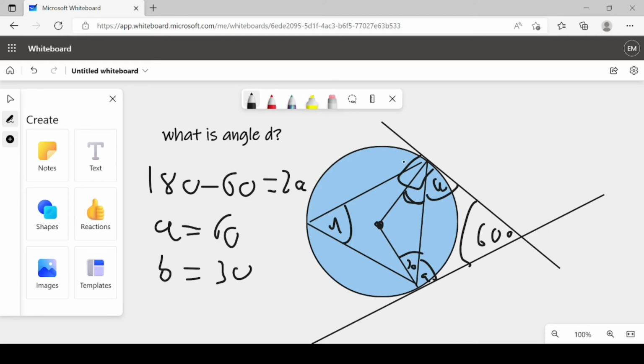And because interior angles in a triangle have to add up to 180, we know that 30 plus 30 is 60, so this angle here must be 120. Okay, and we know now that this angle here is half of whatever this angle here is. And we know that half of 120 is 60, so we know that D must equal 60. And that's all you have to do.